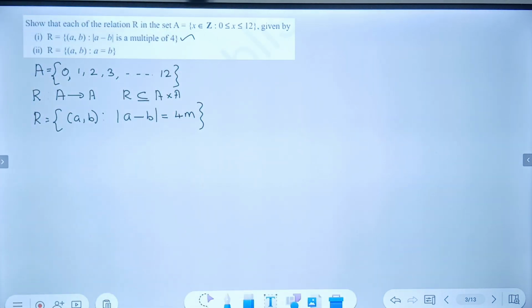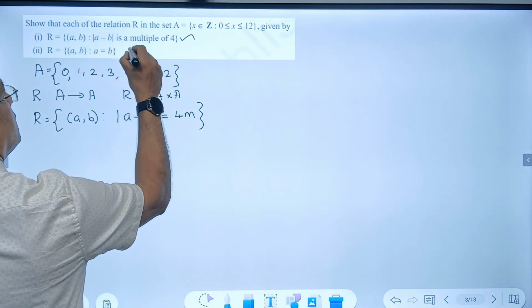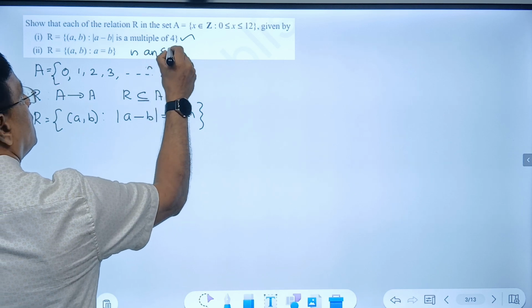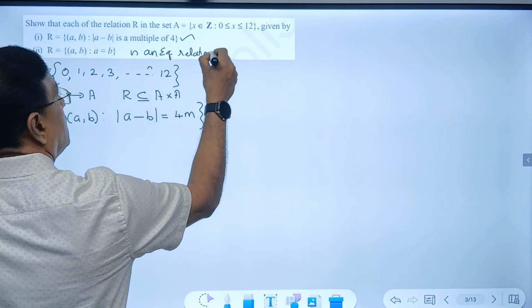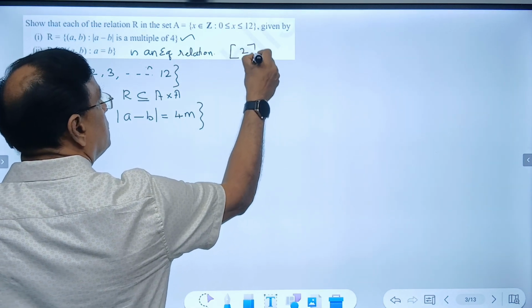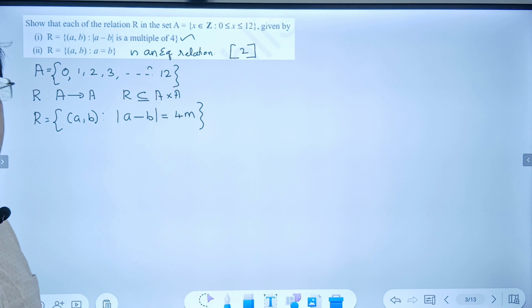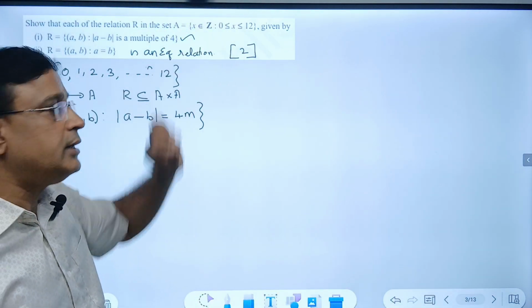Now how do I prove it is an equivalence relation? Actually, the question is not complete. Show that R is an equivalence relation, and they have also asked you to find the equivalence class of 2. What is an equivalence class? We'll discuss it today. Right now, just take it for granted.